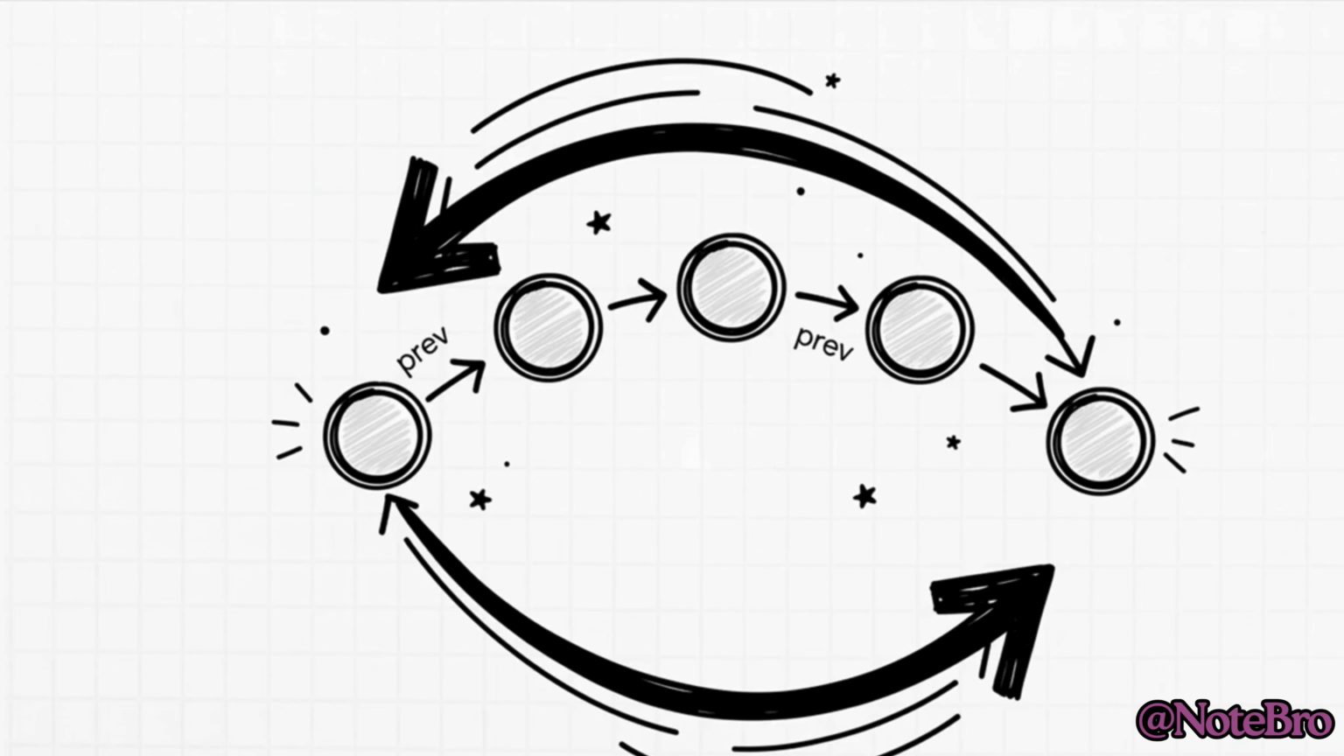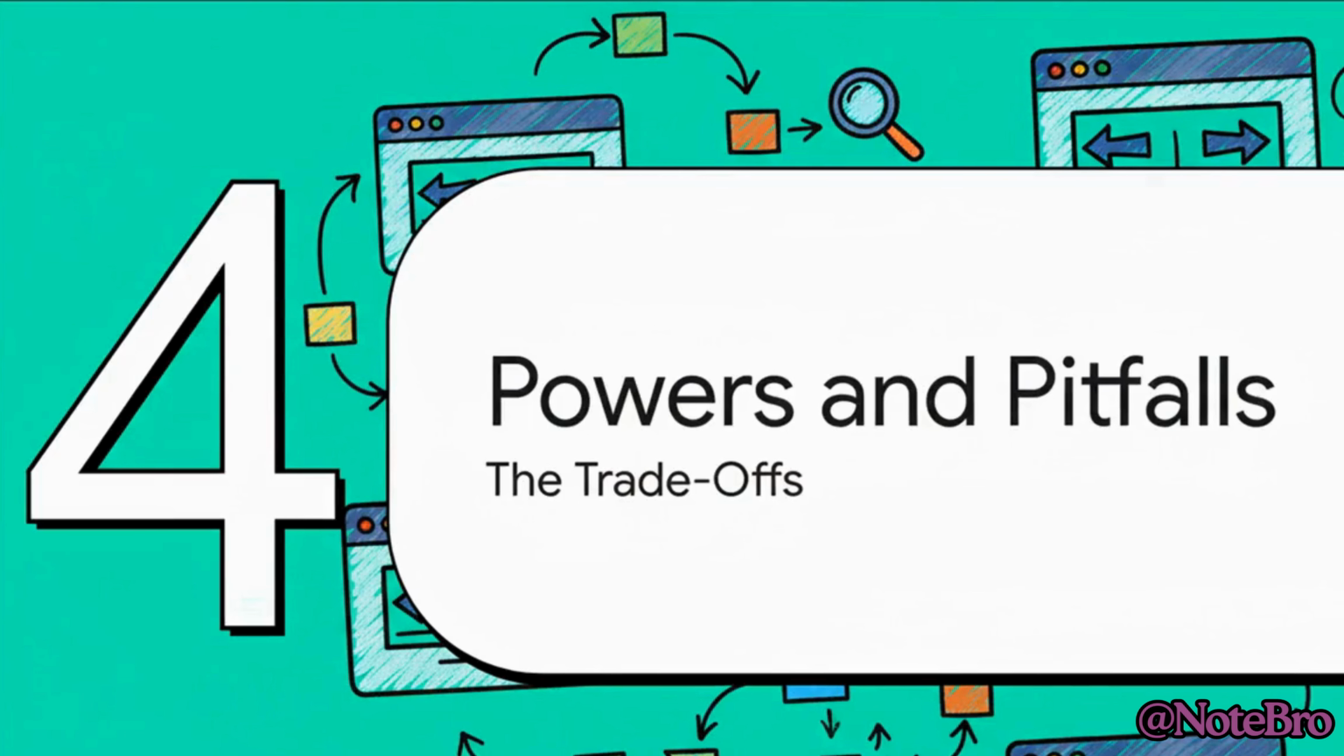And the payoff for all that careful pointer management? It's huge. You get true bidirectional traversal. We can move forward or backward through our data with total ease. Just pause for a second and think about the possibilities that opens up. It is a fundamental shift in how we can play with our data. But look, like any tool in a programmer's toolbox, it's not perfect for every single job. So let's have a real talk about the trade-offs, the powers and the pitfalls, so you know exactly when a doubly linked list is the right tool to reach for.